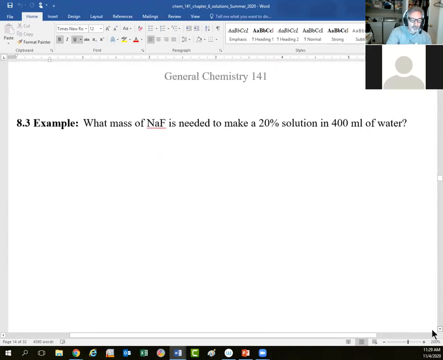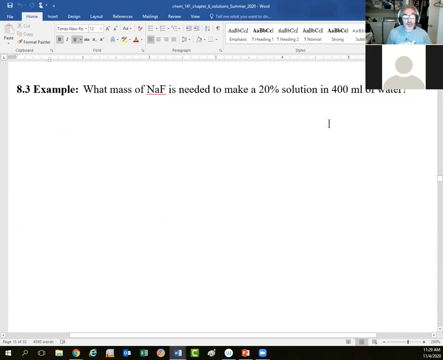Take a couple of minutes and try the next one. The mass for sodium fluoride if we're making a 20% solution in 400 milliliters of water.